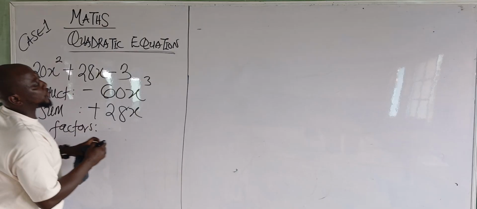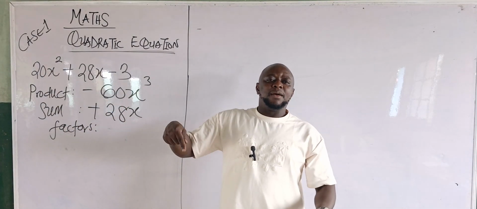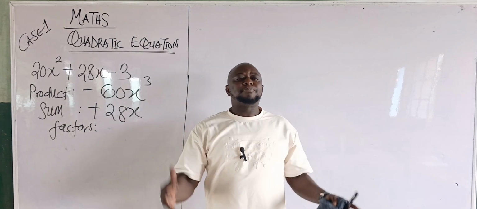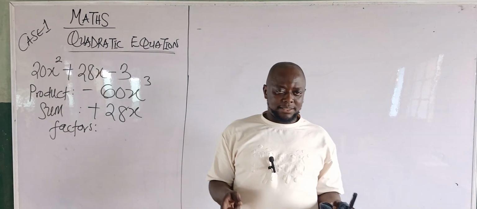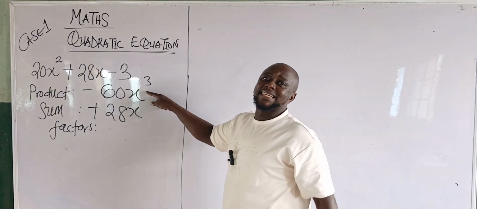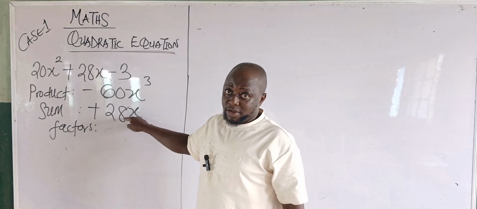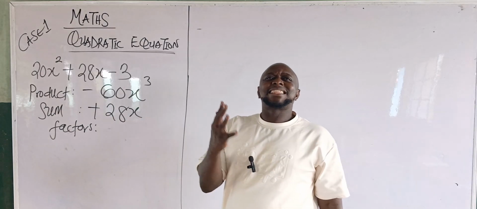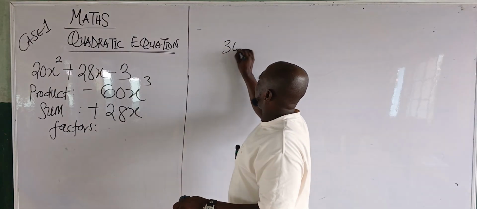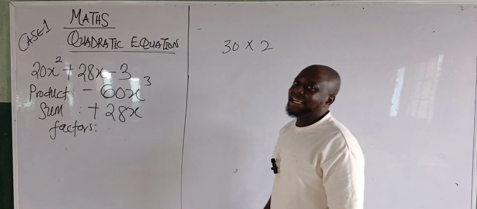Now, how do we get the factor? We simply go to the product. We use the product to get the sum and the factor. So what do you multiply to give you minus 60, and when you add or subtract, you get plus 28? It's simple. This is 60. What do we multiply to give you 60? 30 times 2 will give us 60. But here my product is minus 60.